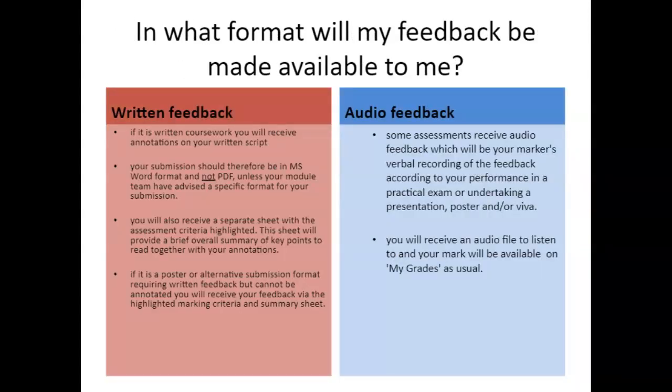So what format is feedback given to you in? So there could be written feedback, and if it is written coursework, you will receive annotations on your script. Your submission should therefore be in a Word format and not PDF, unless your module team has advised a specific format for your submission. You will also receive a separate sheet with the assessment criteria highlighted. This sheet will provide a brief overall summary of key points to read together with your annotations. If it's a poster or alternative submission format requiring written feedback but cannot be annotated, you will receive your feedback via the highlighted marking criteria and summary sheet.